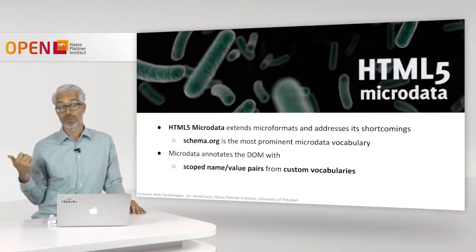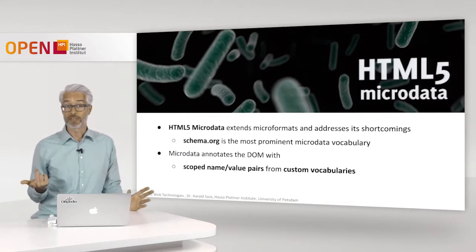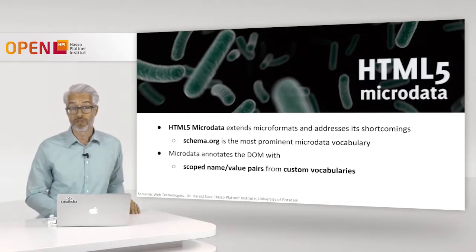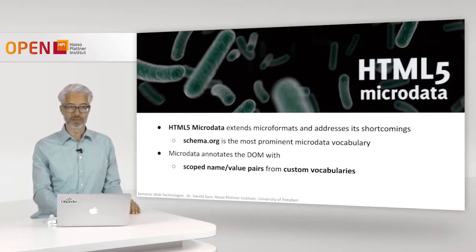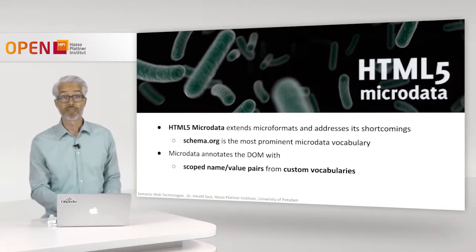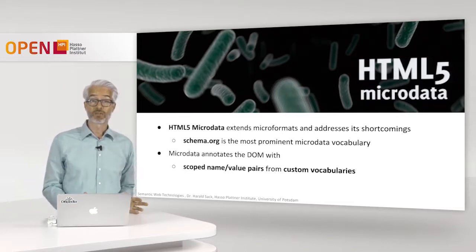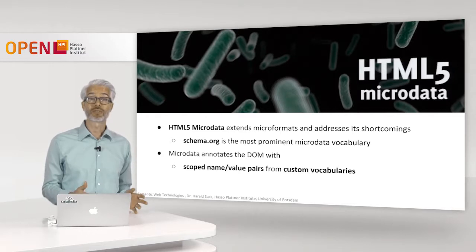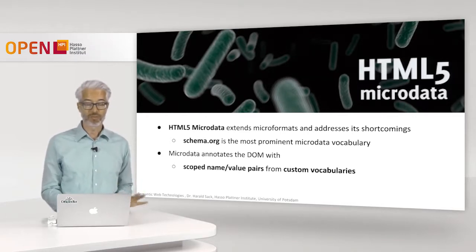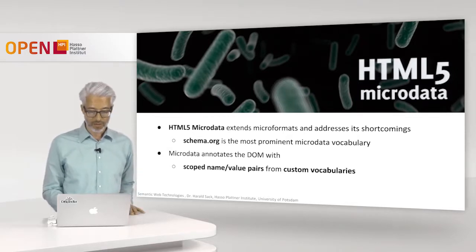Okay, so we have already talked about microdata, we have talked about microformats, and we have talked about RDFa, of which RDFa is the preferable way to define generic or arbitrary data on the web. Another way are the so-called HTML5 microdata definitions. So microdata in general extends microformats as we already know them and addresses all the shortcomings we have talked about. And the most prominent of these that exist is schema.org, and we will talk about that shortly.